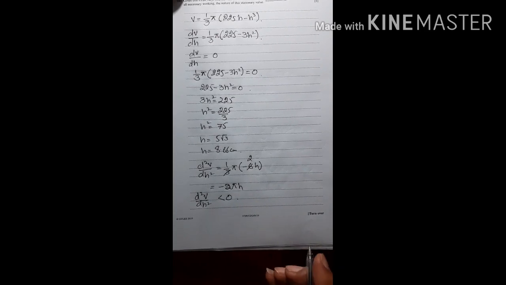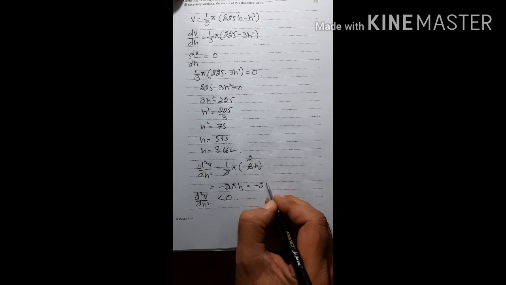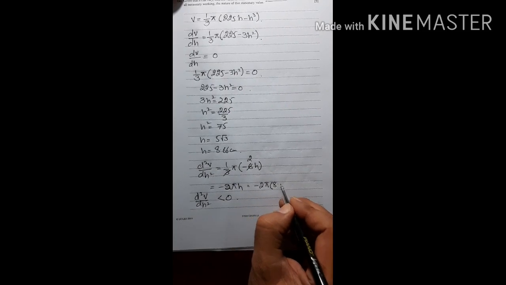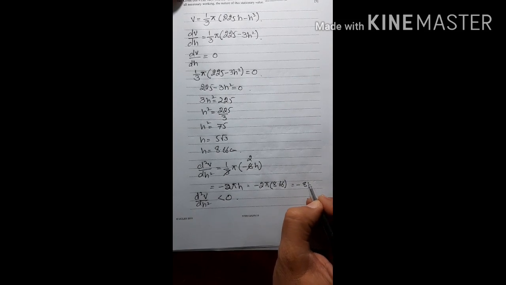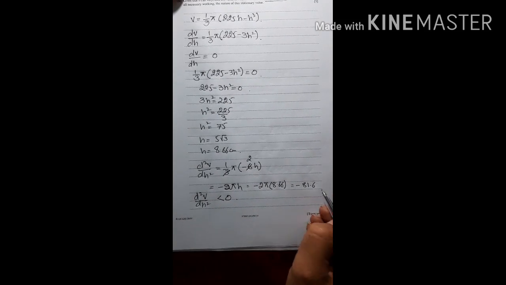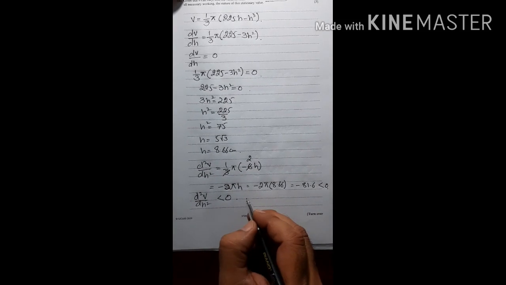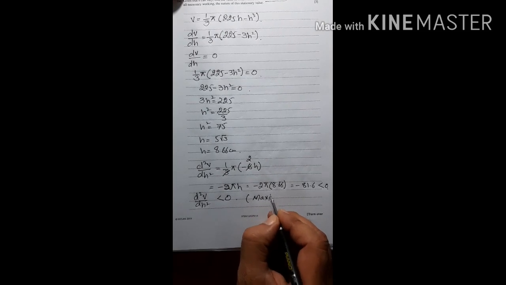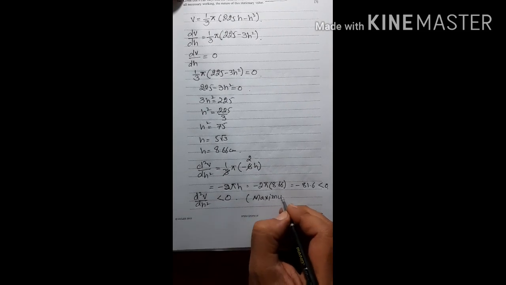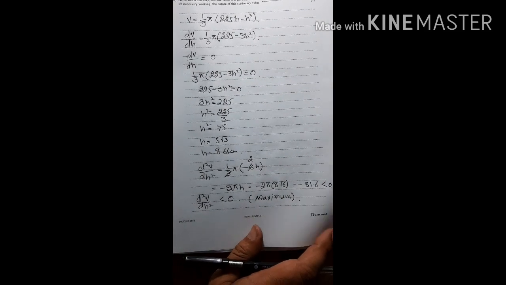So if you put value of h, minus 2 pi times 8.66, which is minus 81.6, which is less than 0. So our d2V over dh square is less than 0. It means our stationary point is a maximum. This is our answer, nature of the point.